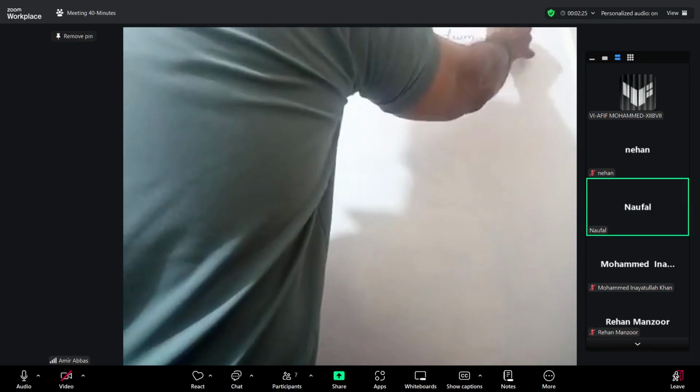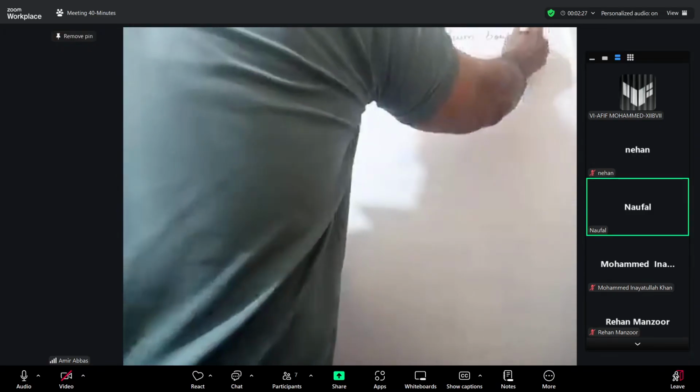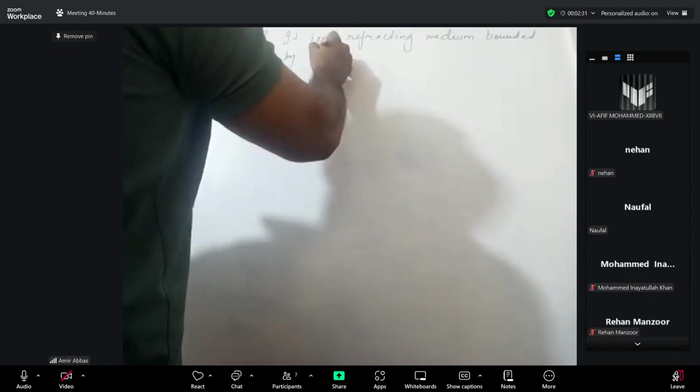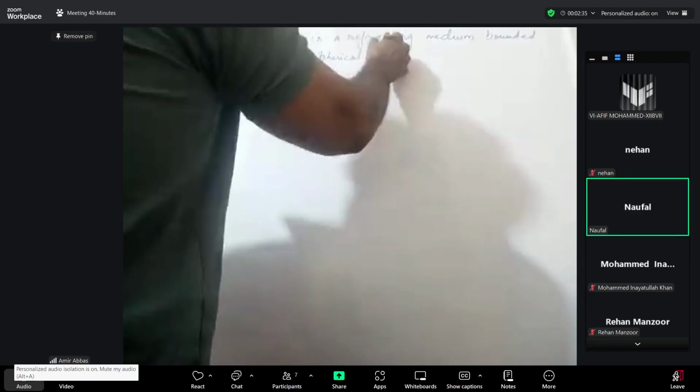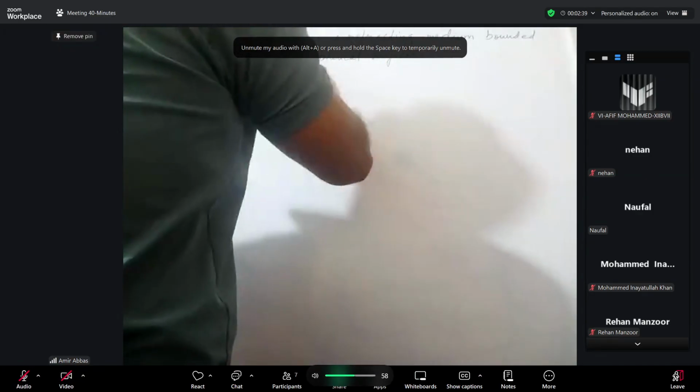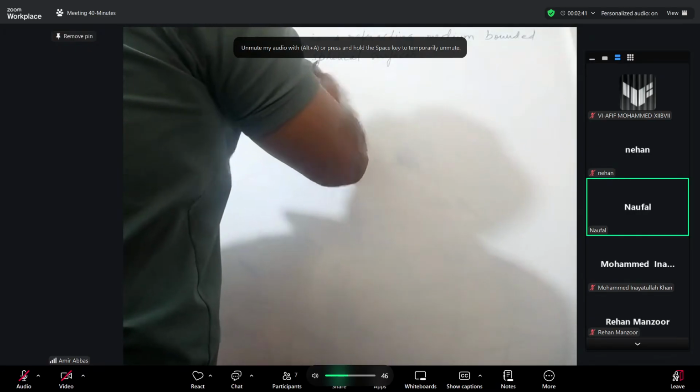It is a refracting medium bounded by spherical surfaces.